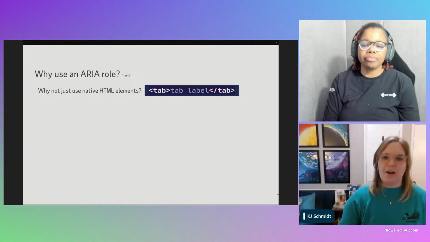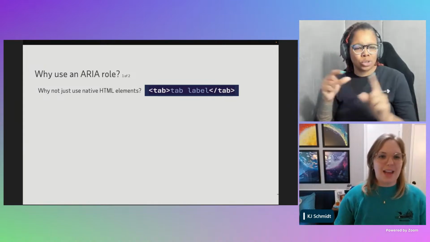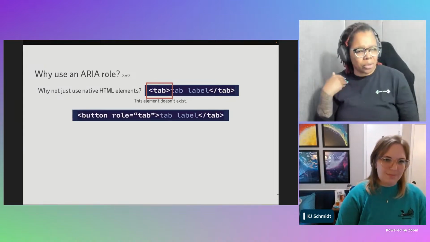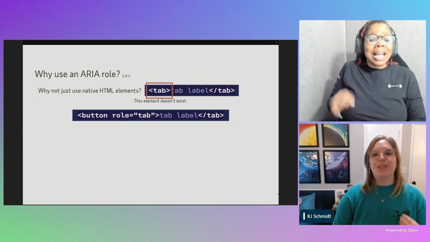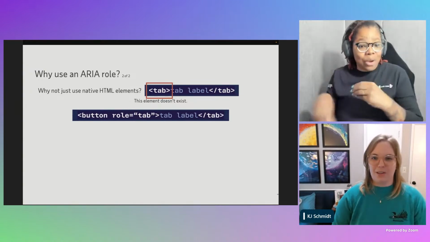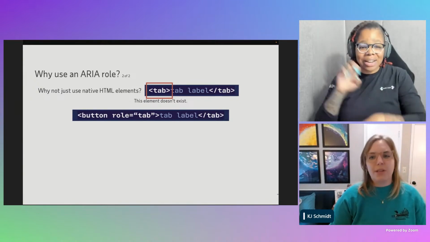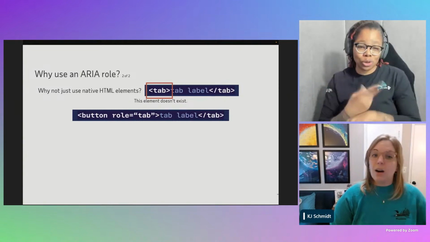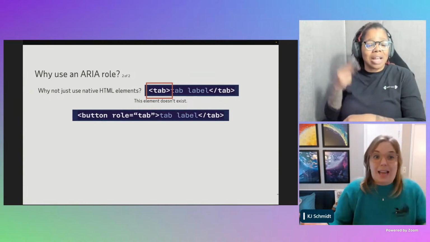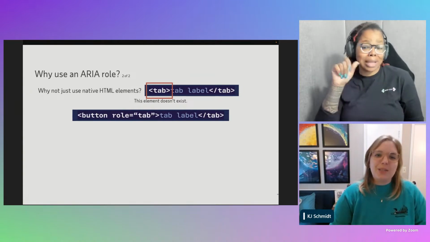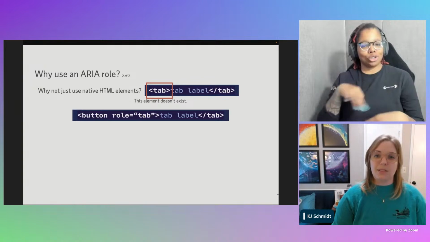So why do we even have ARIA roles? Why wouldn't I just create a tab element using the word tab inside of the angular brackets like we did with button? And that is an excellent instinct. If we can use a native HTML element without adding an ARIA role, we absolutely should. However, HTML does not have a native element for everything that would be useful for screen reader users to know. So ARIA can identify types of elements that don't have native HTML equivalents. For instance, HTML doesn't have a tab element, so we use the ARIA roles to create one, because we've decided that that does provide useful context that buttons alone don't.